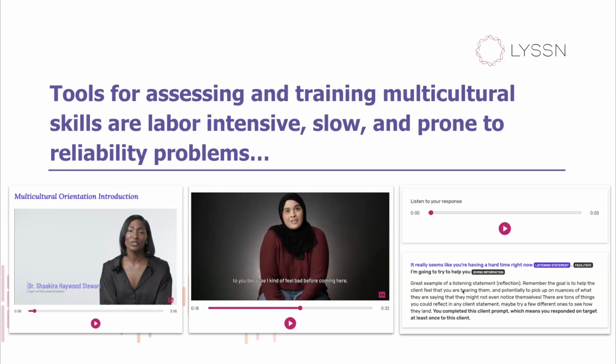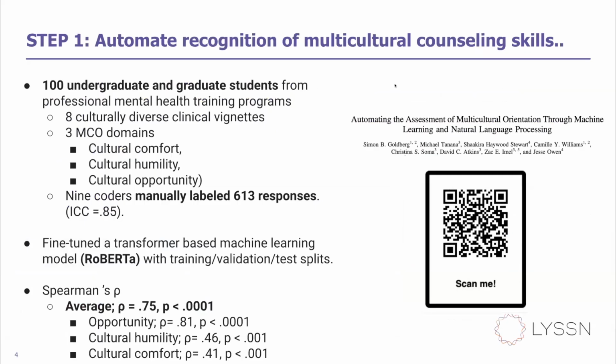So what I want to talk about here today, and just briefly, is our initial effort to validate some of the machine learning algorithms that can allow us to give that sort of feedback. So here is that project where we did an initial paper seeing if we could automate the recognition of multicultural counseling skills. What we did was recruit around 100 undergraduate and graduate students from professional mental health training programs. We showed them 8 different culturally diverse clinical vignettes.